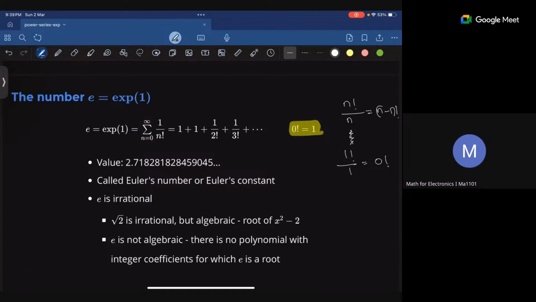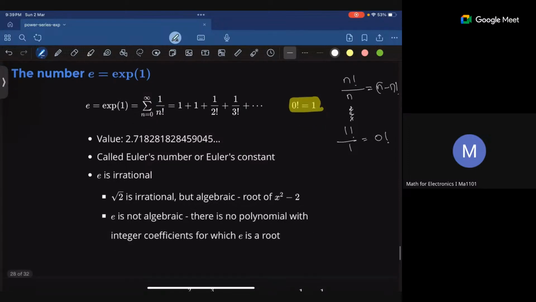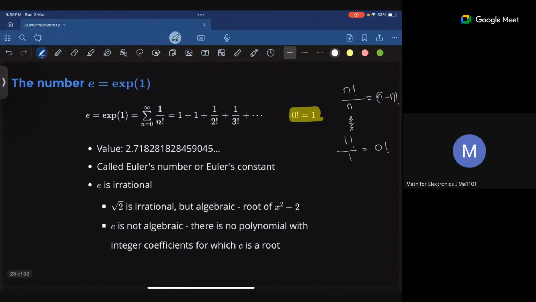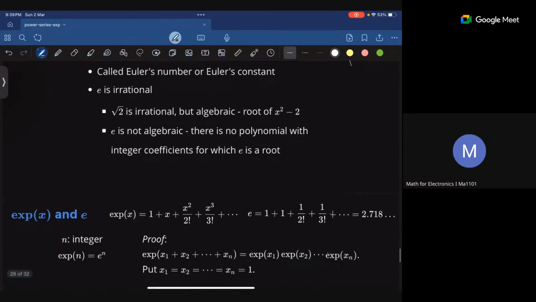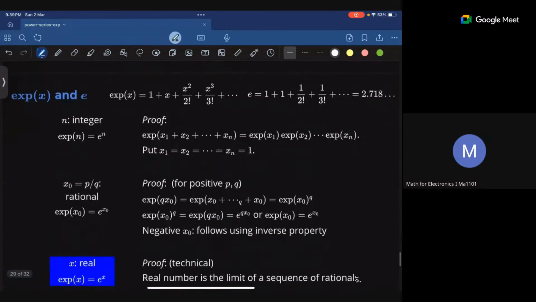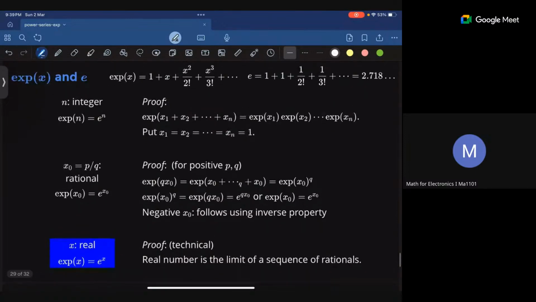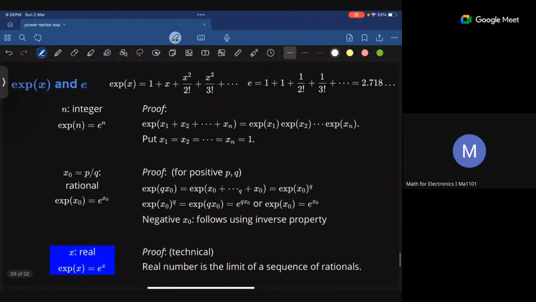So this is called Euler's number or Euler's constant. And e definitely is an irrational number, so you cannot represent it as a ratio of two integers. So that's about e. And even in this slide, it mostly talks about exp of n, which is actually nothing but e power n.